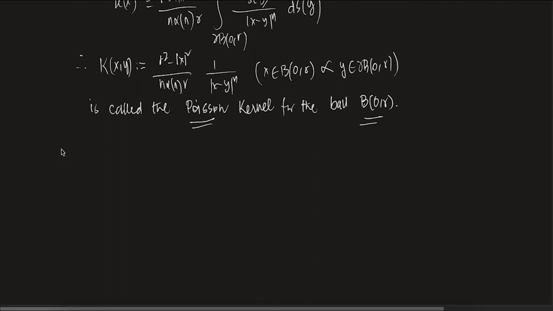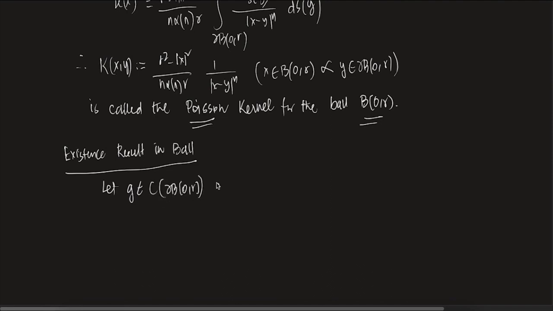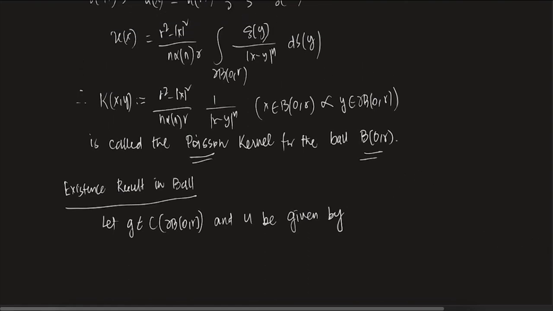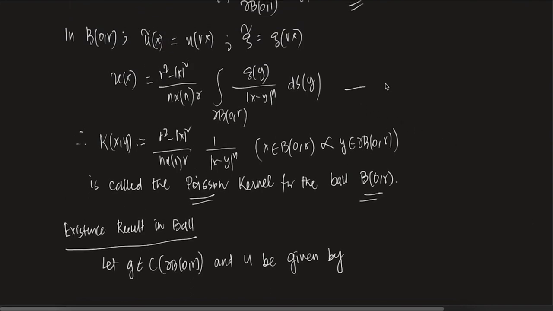So I'm just ending with this small theorem, which I'm not going to prove, because this proof is exactly the proof of what we did earlier, for that convolution thing. The existence result in a ball: let g be a continuous function on the boundary of B(0,r) and let u be given by (3), let's call it 3.